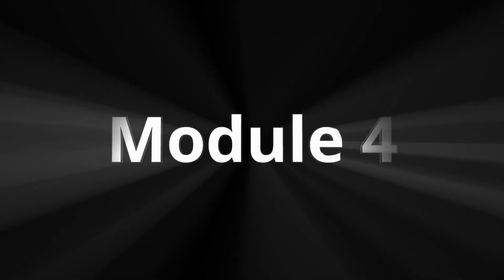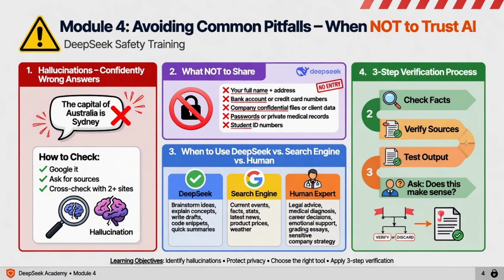Module 4. Avoiding Common Pitfalls: When Not to Trust AI. Learning objectives. By the end of this module, students will be able to identify hallucinations and confidently wrong answers, and know how to check them. Understand what not to share with DeepSeek for privacy and security. Recognize when to use DeepSeek versus when to use a search engine or human expert. Apply a simple three-step verification process to any important AI output.